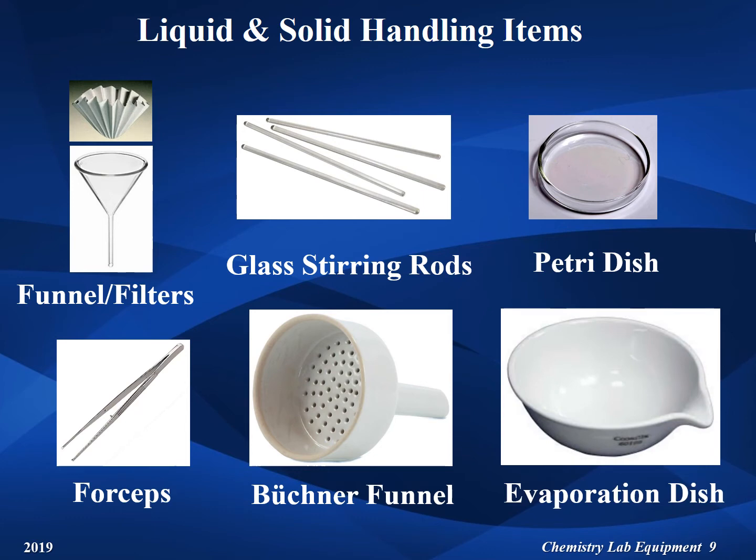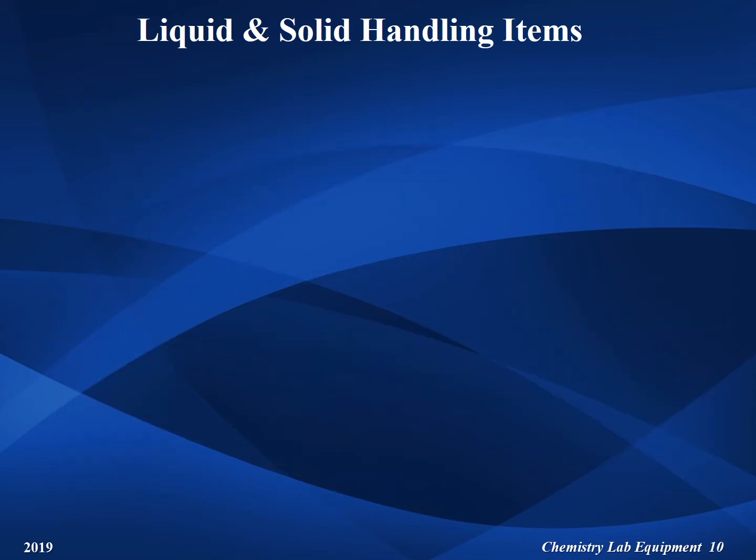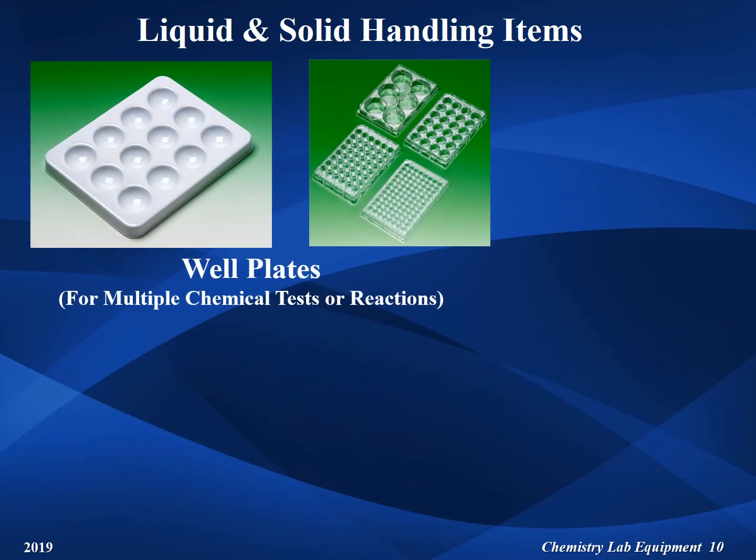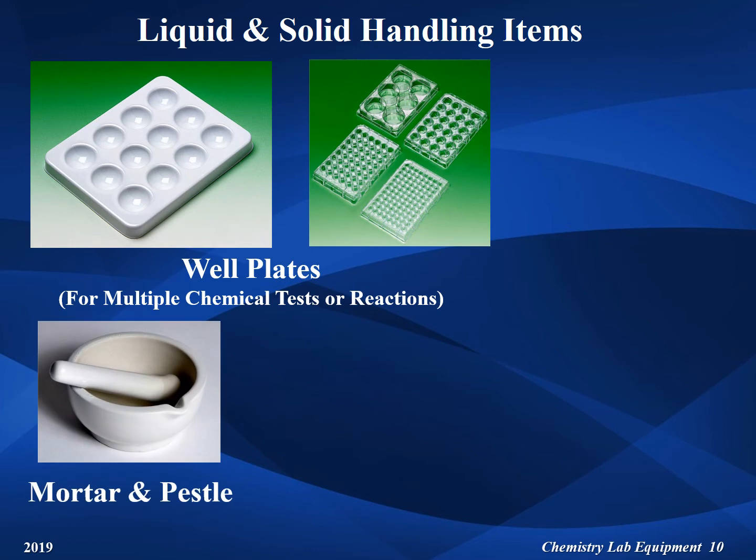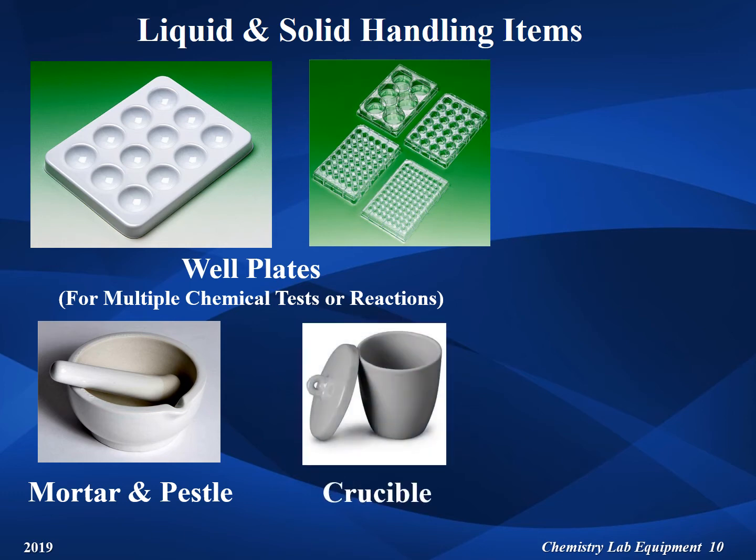The evaporation disc is used to allow the liquid part of a solution to evaporate in air, leaving behind the solid contents. Well plates are used for conducting multiple chemical tests or reactions using small quantities of reagents. The mortar and pestle is used to manually grind crystals or other solids into a fine powder. A crucible is a small ceramic cup used to heat solids to very high temperatures, sometimes to intentionally cause the material to decompose.